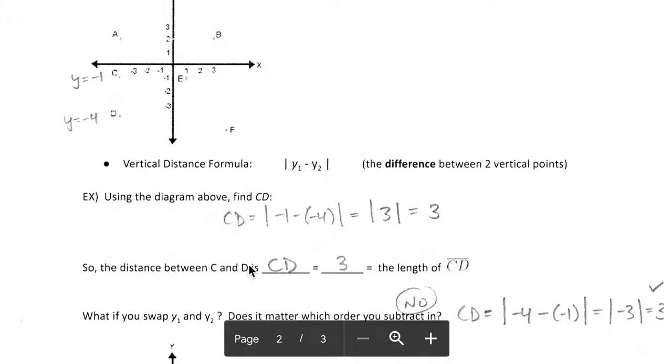So the distance between C and D is this symbol. The distance between C and D, that's how it's represented. And it is 3 units, and that's the length of segment CD.